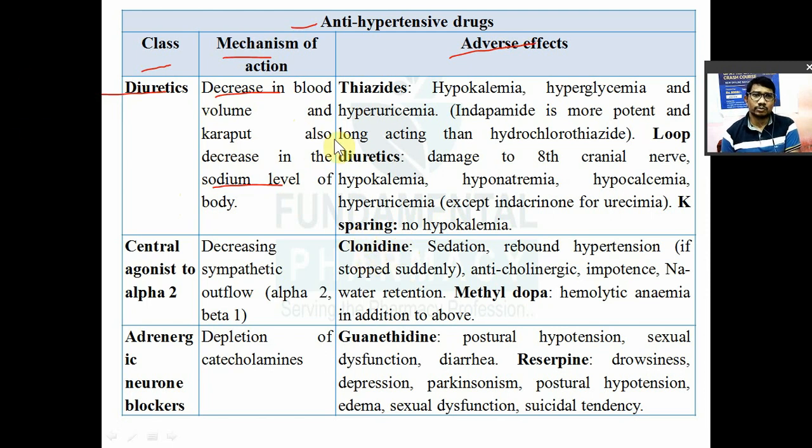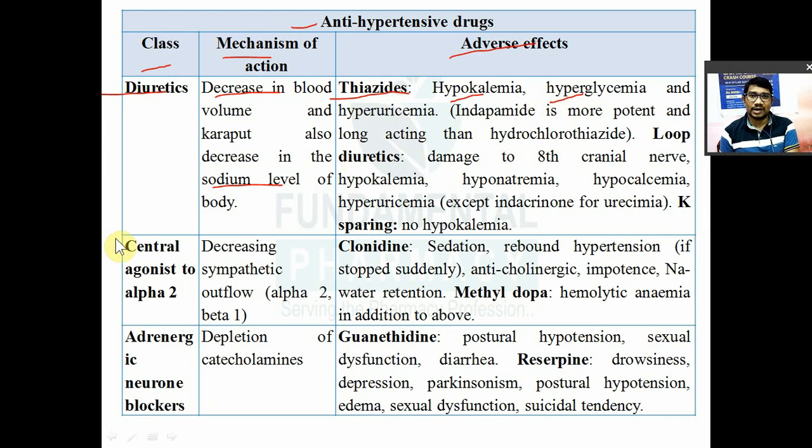Now in that you have different kinds of diuretics: thiazide diuretics, potassium sparing diuretics, loop diuretics, osmotic diuretics, etc. Particularly for the antihypertensive effect, thiazide diuretics are the first line agent used in hypertension. So what are the adverse effects of these thiazides? Principally they will produce hypokalemia, which means a decrease in the level of potassium. Then hyperglycemia, they have a dysglycemic effect. They will increase the blood sugar level by inhibiting the release of insulin.